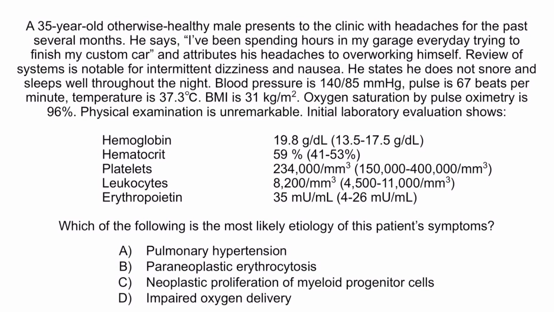Which of the following is the most likely etiology of this patient's symptoms? A. Pulmonary hypertension. B. Paraneoplastic erythrocytosis. C. Neoplastic proliferation of myeloid progenitor cells. Or D. Impaired oxygen delivery. Now the correct answer is D.